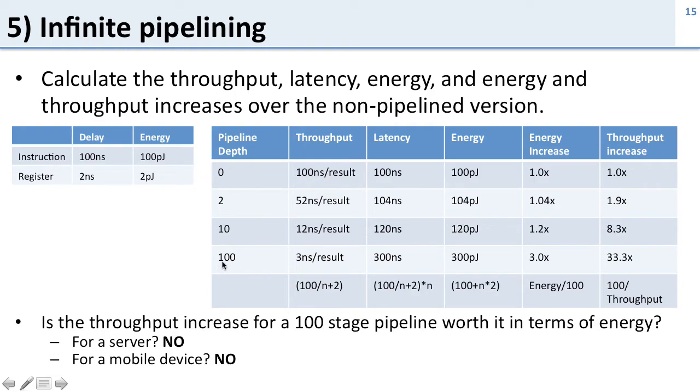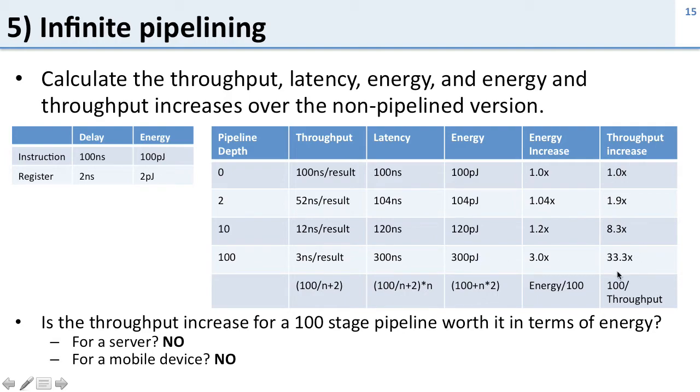If we go up to a pipeline depth of 100, we see it's taking 3 nanoseconds for a result in throughput. And why is that? Well, we've taken our delay here, divided it by 100, so it's now 1 nanosecond of computation for each stage, plus 2 nanoseconds of registers. Our total latency, how long does each instruction take, has gone way up, because now we have 100 nanoseconds for computation, plus 100 pipeline registers. That's 100 times 2 nanoseconds plus 100, 300 nanoseconds. And our energy's gone way up because of those pipeline registers.